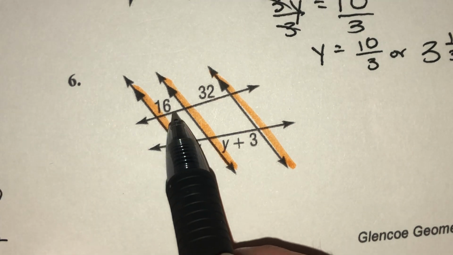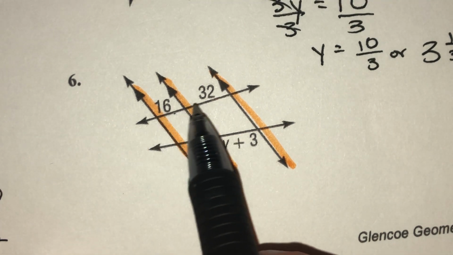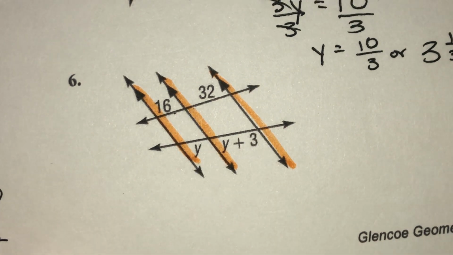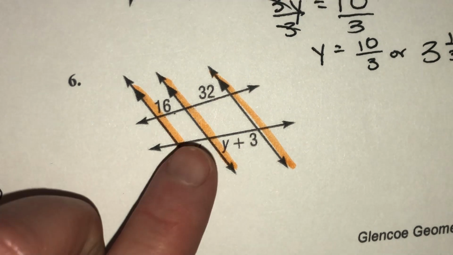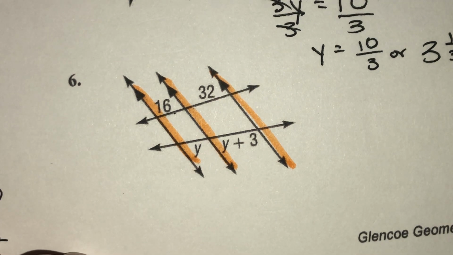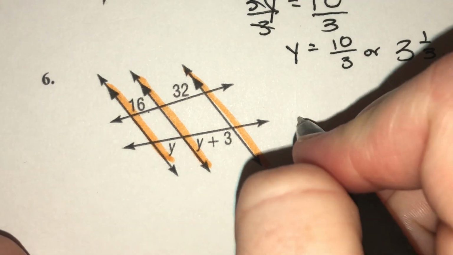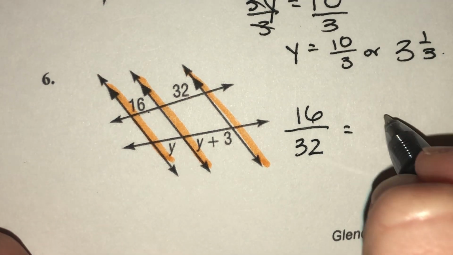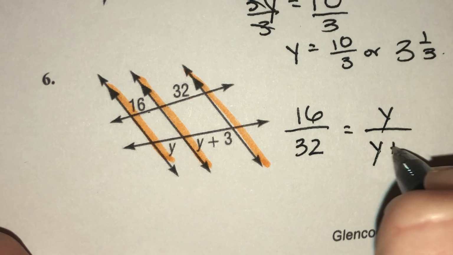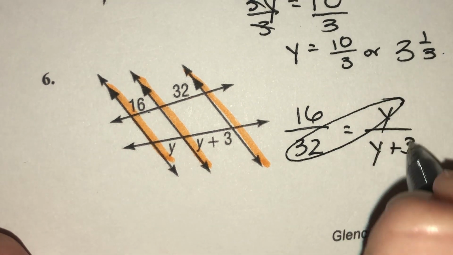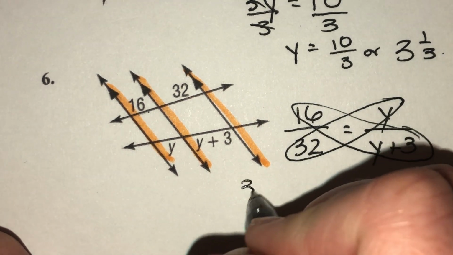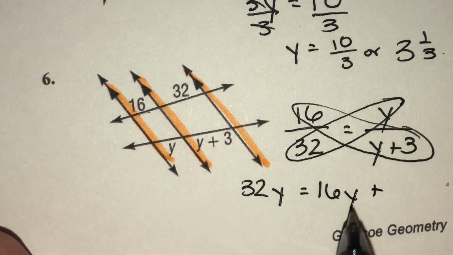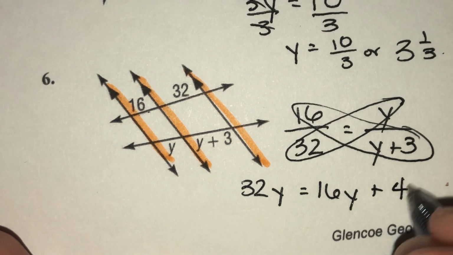Okay, so what I see is 16 and 32. I know 16 is half of 32. So this is going to be half of this, but that doesn't really help me solve to know that y is half of y plus 3, right? So I'm going to go ahead and write it out. 16 to 32 is the same as y to y plus 3. Cross multiply. 32y equals 16y plus 30 and 18 is 48.